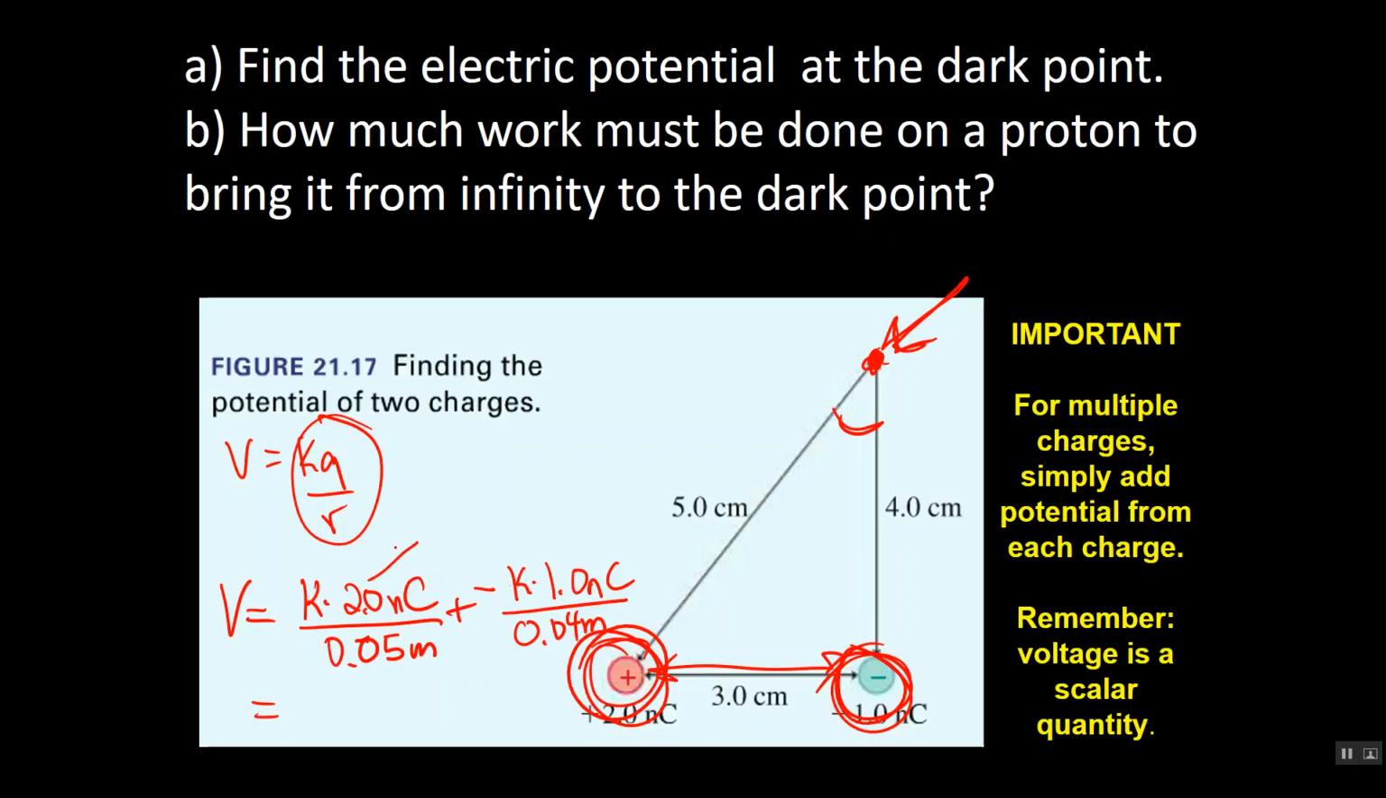Yeah, you're going to have to convert this into regular coulombs. This is going to be 2 times 10 to the negative 9 coulombs, and this is going to be 1 times 10 to the negative 9 coulombs. And remember that K is 9 times 10 to the 9.